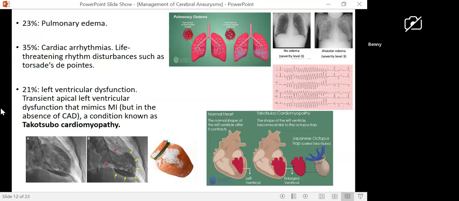About 21% can develop swelling of the heart, something interesting called Takotsubo's cardiomyopathy. The reason why it's called that is this is like a Japanese octopus trap. If you can see here, it's an octopus trap called Takotsubo. And what happens in this condition is that your heart can change from a normal shape like this into something that looks like this. This was described as looking like a Takotsubo trap. So that's called Takotsubo's cardiomyopathy.